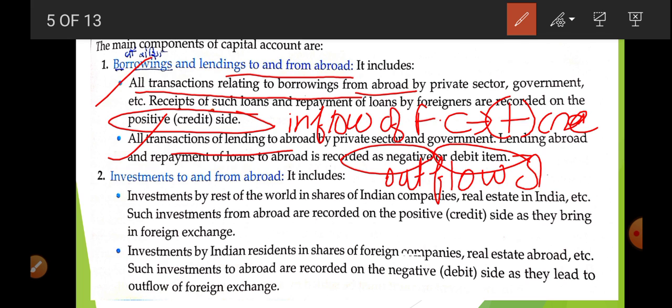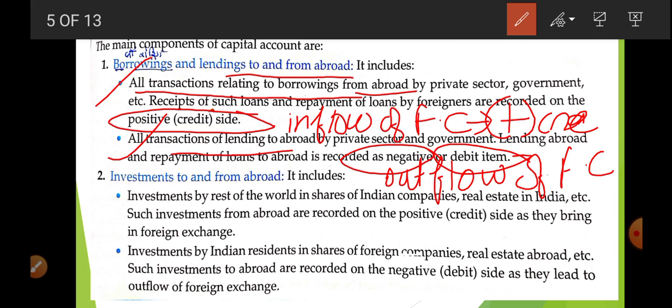of foreign currency. Like if India is taking 500 or 1500 crore from the World Bank, this foreign currency will be where? This is going to come from America to India. So there will be an inflow. So that is why it is recorded on the plus side, that is, the credit side.